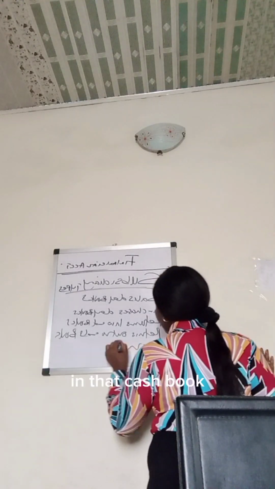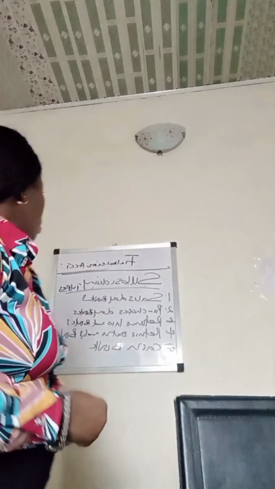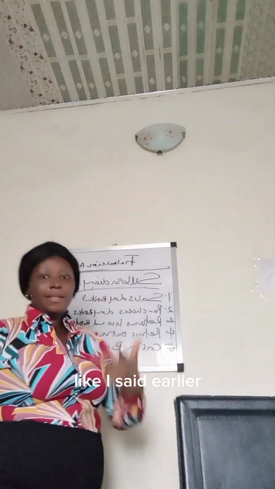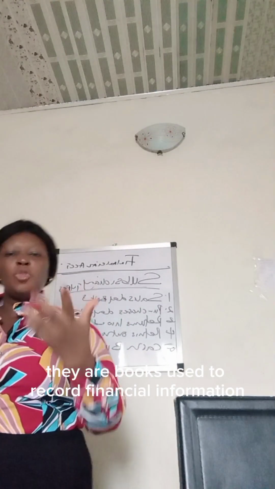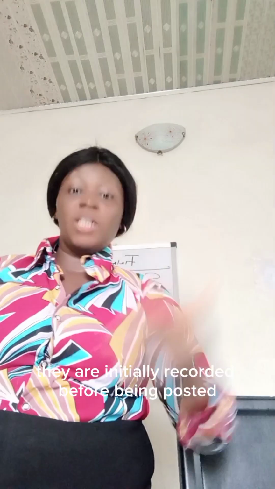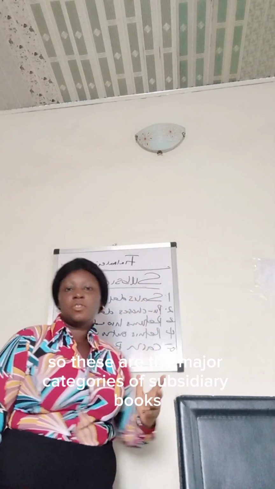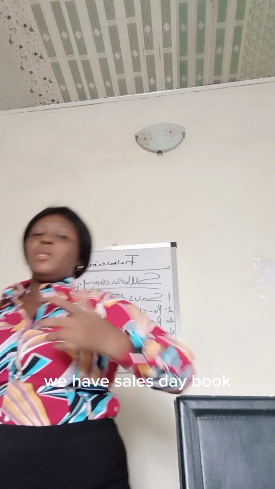In that cash book, we are going to see the various types of cash book. Is that understood? So subsidiary books, like I said earlier, are books used to record financial information as the events of transactions unfold. They are initially recorded before being posted to the main books. Is that understood? So these are the major categories of subsidiary books. We have the sales day book.